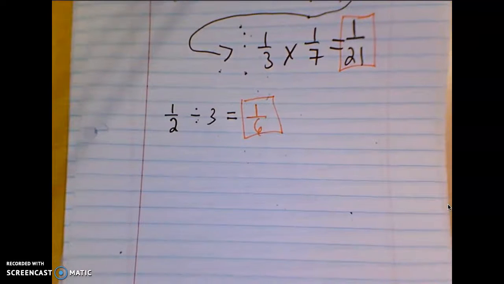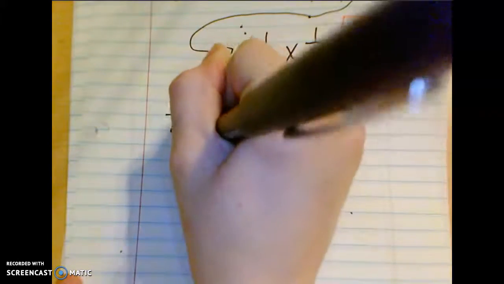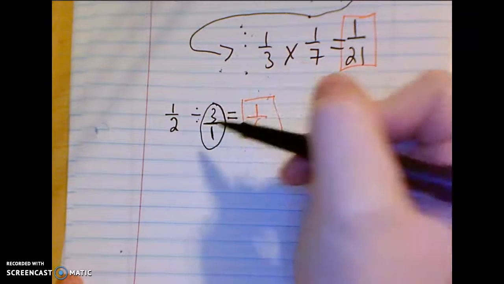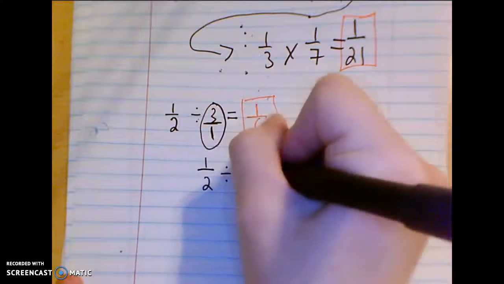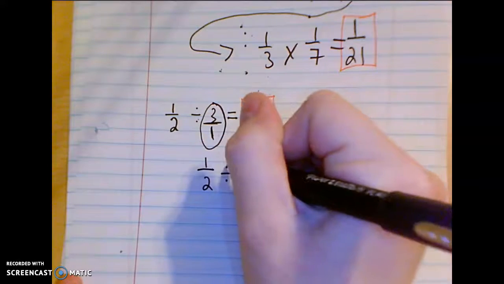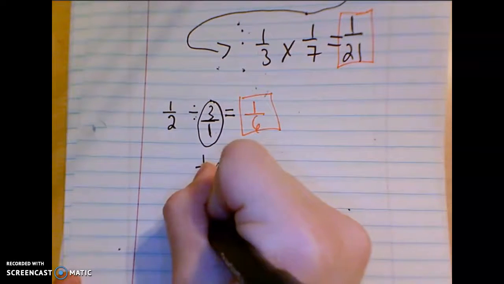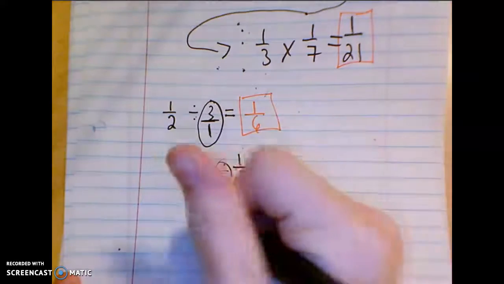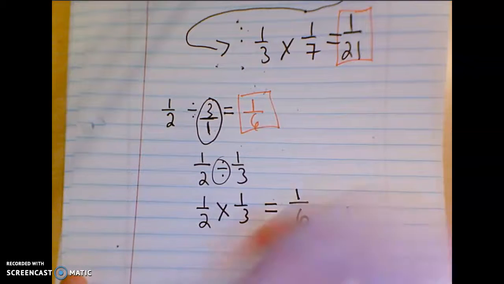If you did not, this is what you should do. First step, I need to make sure that I have this as a fraction, right? Then I'm going to do the reciprocal. Then I'm going to need to change this to what? Addition, subtraction, multiplication, yes. 1 times 1 is 1, 2 times 3 is 6.